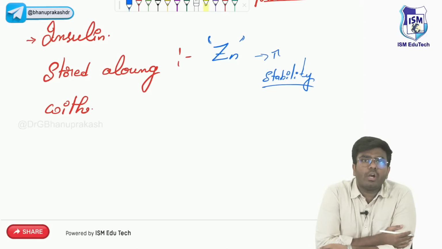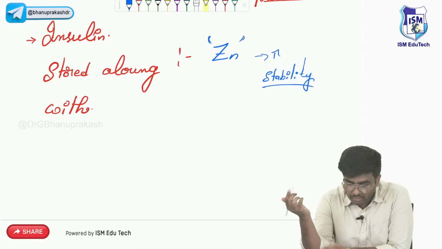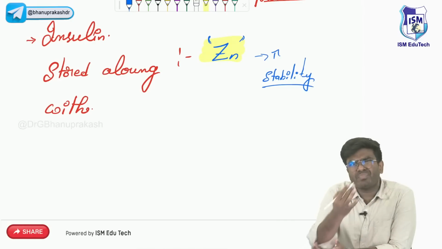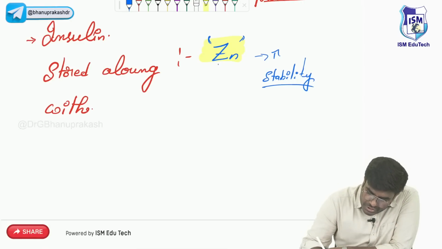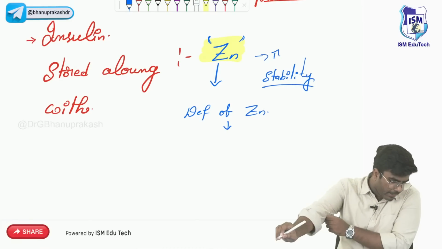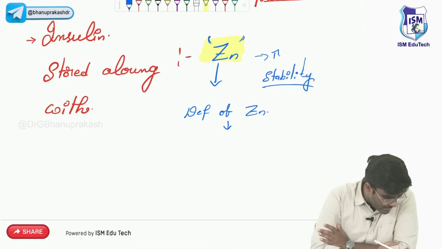Now here, I just want to ask a question from the pathology as well as the internal medicine point of view. This is a question which was asked in, I think, the previous FMGE exam. Deficiency of zinc causes which disease? Anyone? Can you tell me? Deficiency of zinc causes which disease?